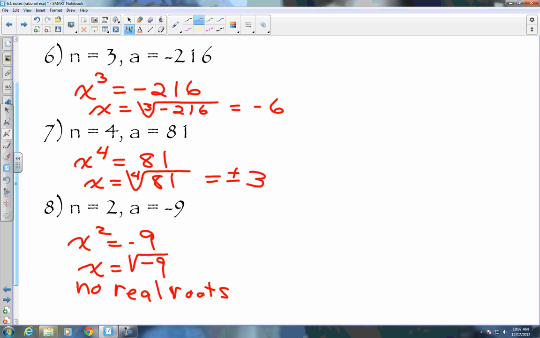Now there is one exception to this. If I take the square root of 0, how many solutions do I have? 0. So that's the one case where if I take an even root I only have 1 solution. Okay, questions on that?